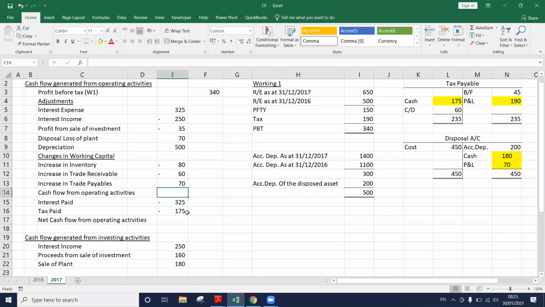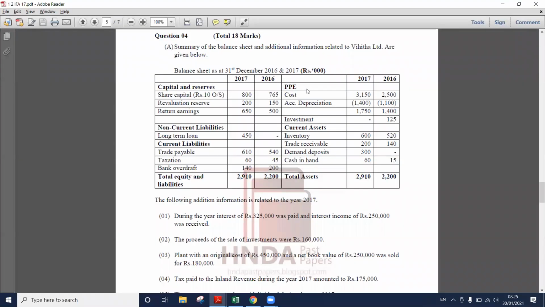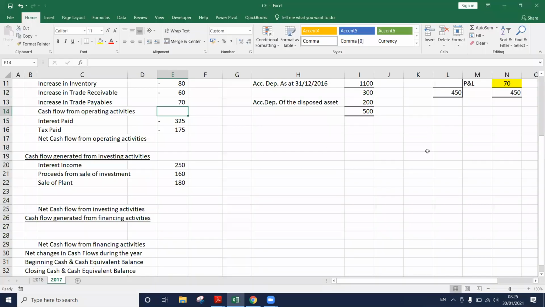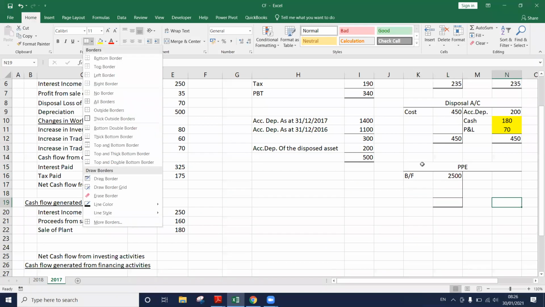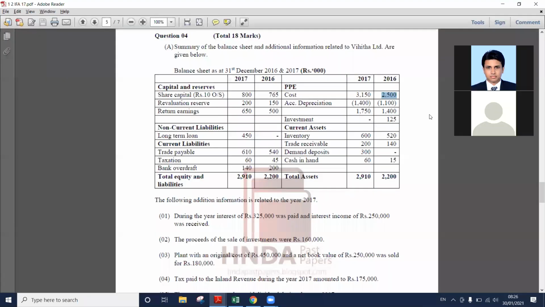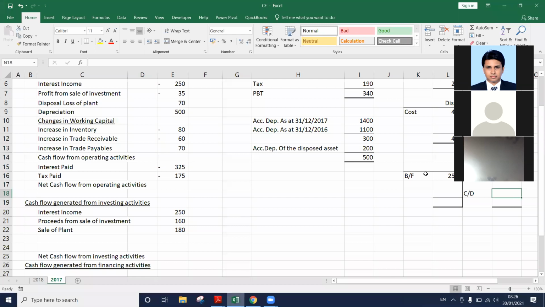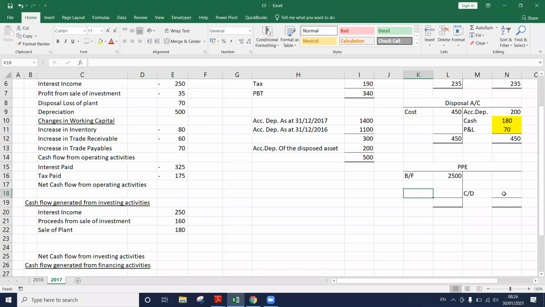Okay. Then cost of PPE. What has happened? අවුරුද්ද මුල at the beginning we have the cost as 2,500 of this PPE, and at the end it has become 3,150. Right? PPE. We have a brought forward balance of 2,500, and at the end we are carrying down a balance of 3,150. Right? 3,150.